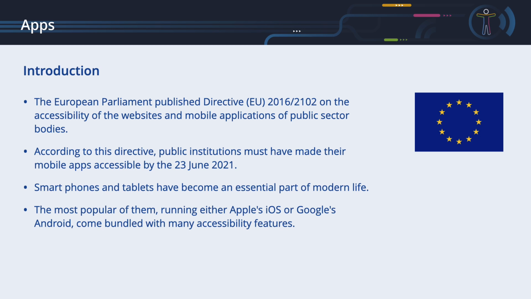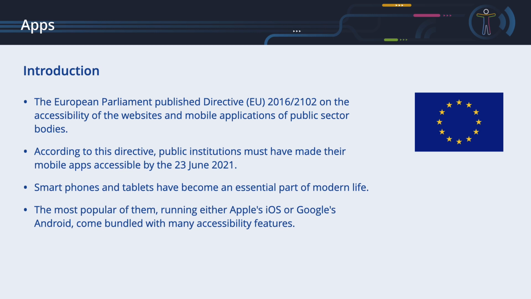Therefore, the European Parliament published Directive EU 2016/2102 on the accessibility of the websites and mobile applications of public sector bodies. According to this directive, public institutions must have made their mobile apps accessible by the 23rd of June 2021.